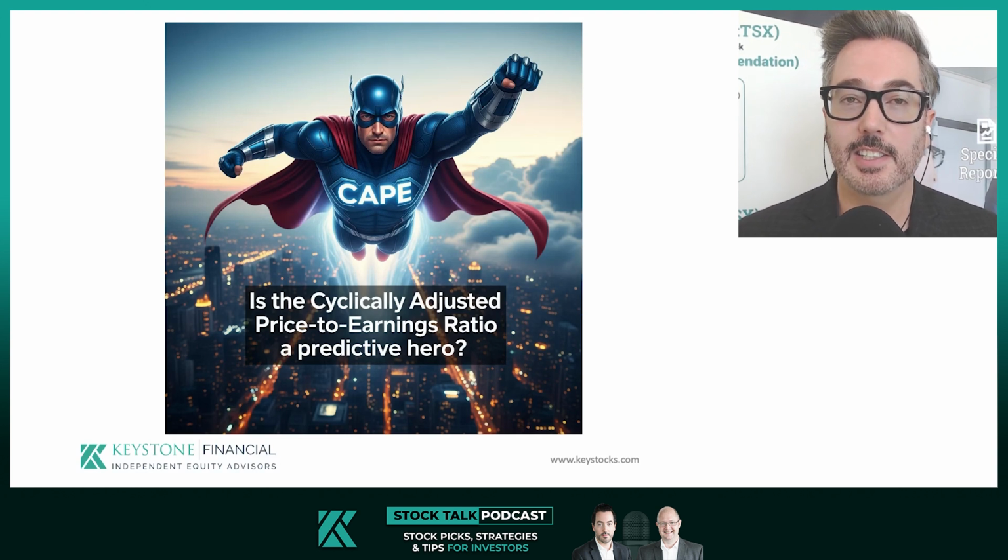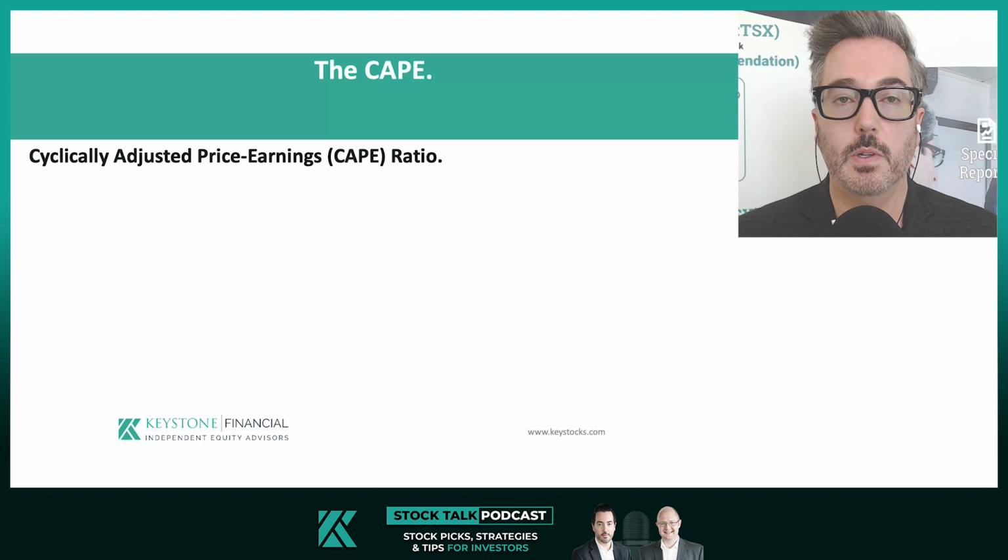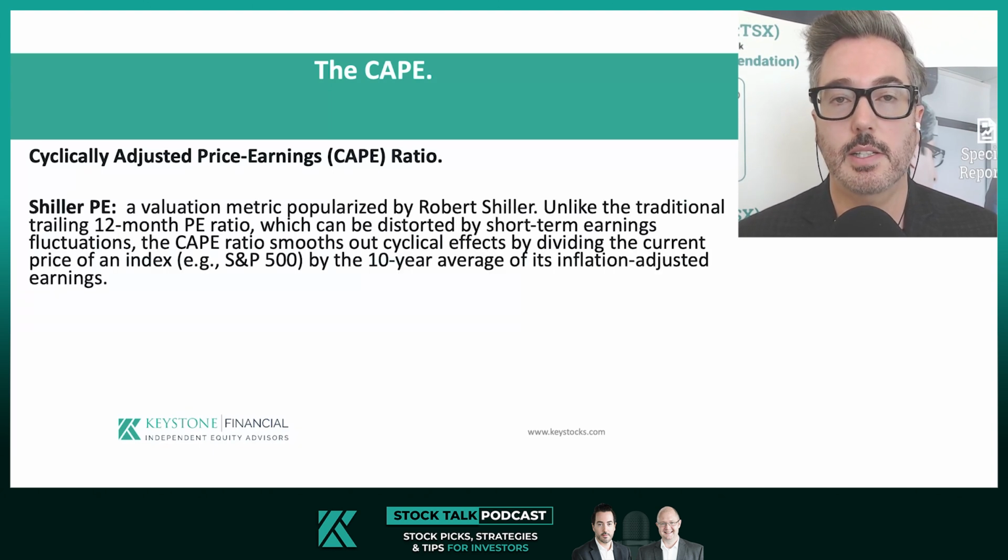Is the cyclically adjusted price earnings ratio a predictive hero? Of course. So just over halfway into 2025, I'm going to briefly look at the current broader market valuations where the opportunities may be presenting themselves. But what is the CAPE? It is the cyclically adjusted PE ratio, also known as the Shiller PE. It's one metric we utilize internally and quote to clients as a broad gauge of current market valuations.